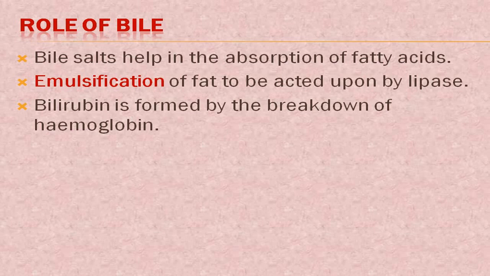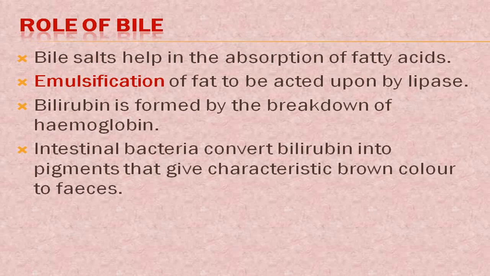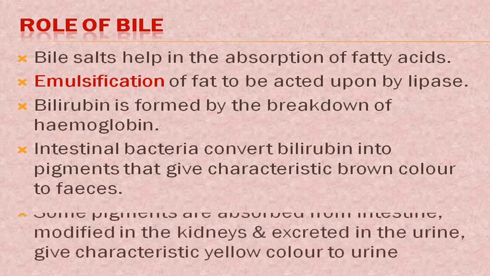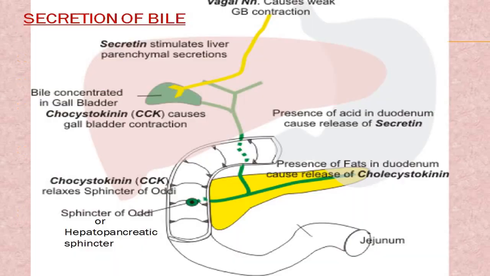Bilirubin and biliverdin are formed by the breakdown of hemoglobin. The bacteria which are present in the intestine convert bilirubin into pigments that give characteristic brown color to feces. Some of the pigments are absorbed from the intestine and then they are transferred to the kidney, where they are modified and excreted in the urine and give characteristic yellow color to urine.